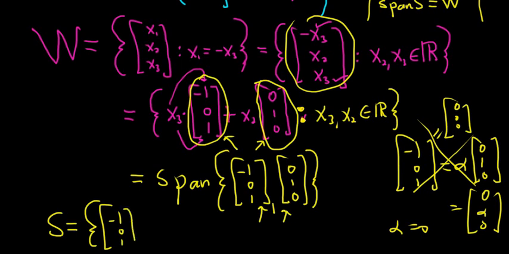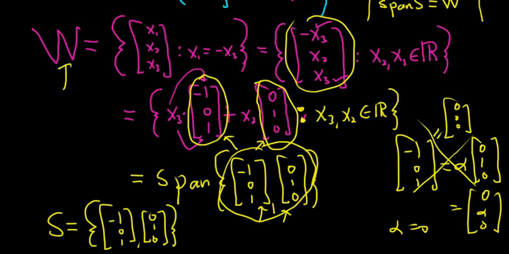This would be a minimal generating set for W. And again, a minimal generating set is a set that spans the set. So the span of S is equal to W. And none of the vectors here are redundant. In other words, you can't write any of these vectors as linear combinations of the others.